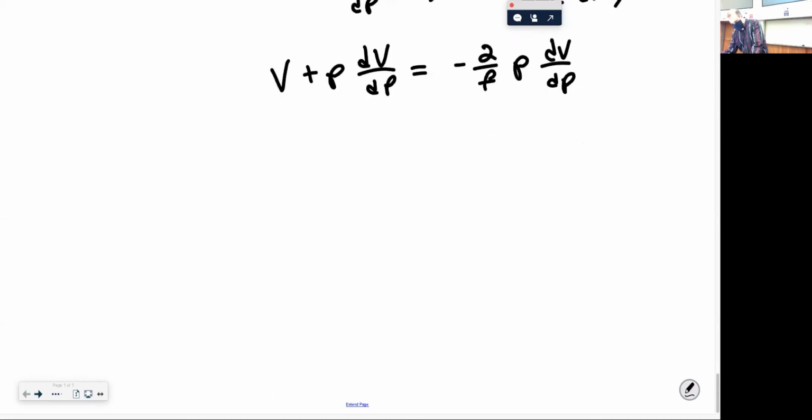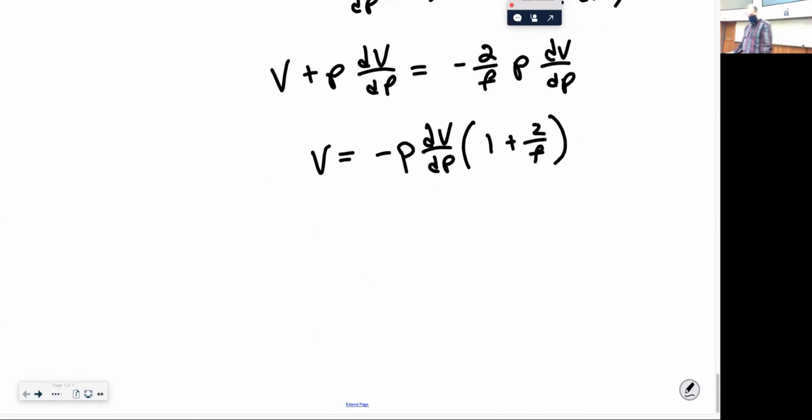Solve this straight for V. V equals negative P dV dP, and that's in both terms. You got a 1 plus 2 over f. Okay, we can start thinking about separating variables now and actually solving this thing. Let's do it. Let's bring our p's over to the left and our v's over to the right.